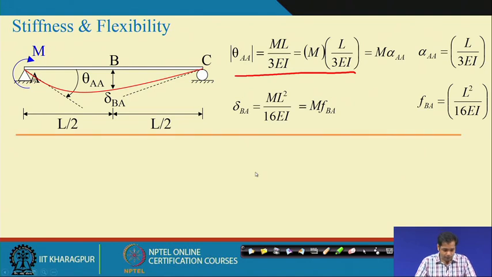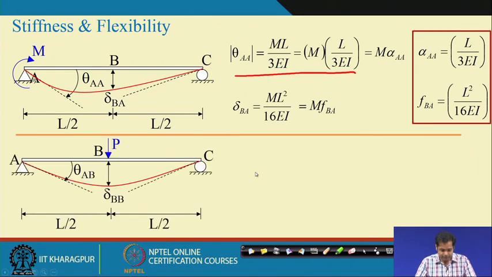Okay. Now, next consider the second part. The second part is the other load. So, if we apply a load P here, again the displacements are rotation at A, theta A, and displacement at B, delta B.